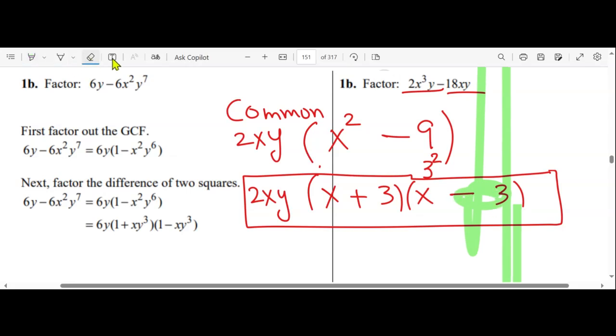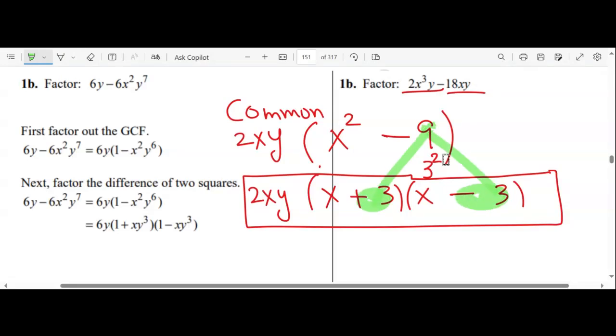You can always check your answer. How can you check your answer? Multiply the last one with the last one and it should give you negative what? Negative 9. Move on.